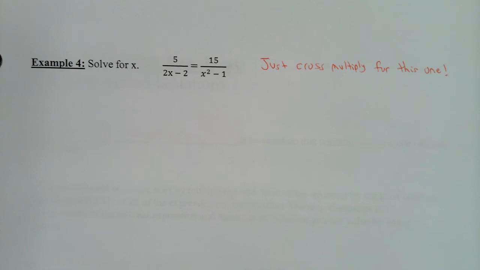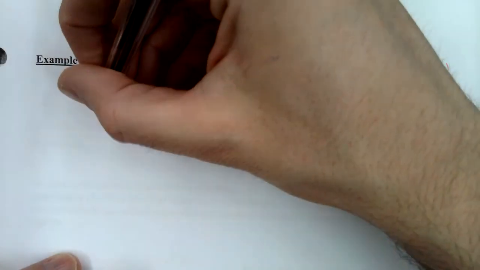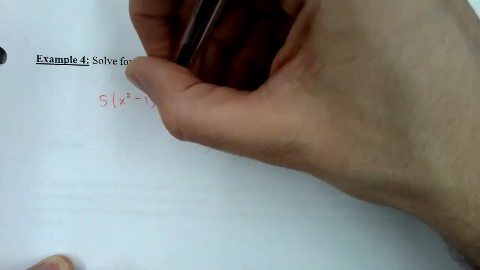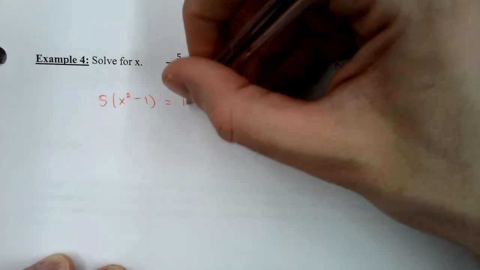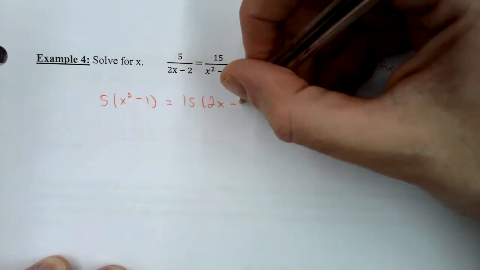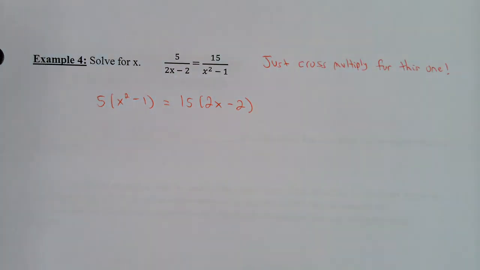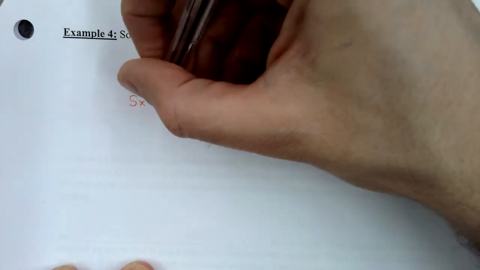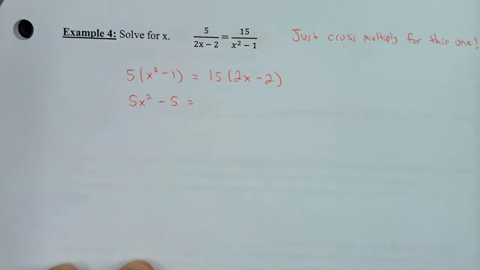So 5 times x squared minus 1 equals 15 times 2x minus 2. Distribute on each side. 5x squared minus 5 equals 30x minus 30.